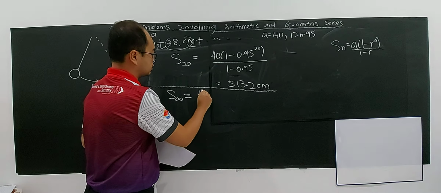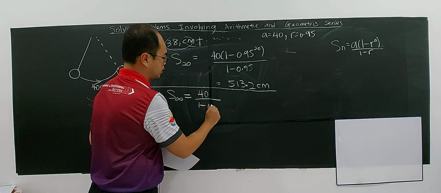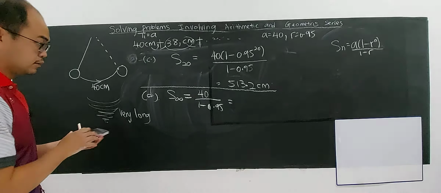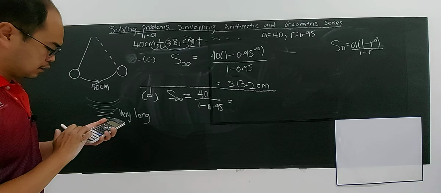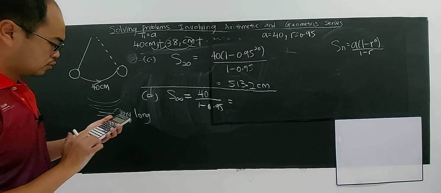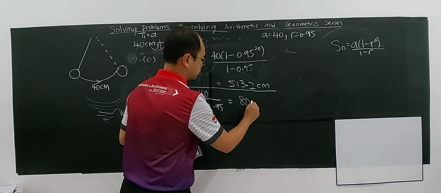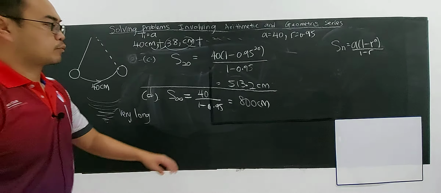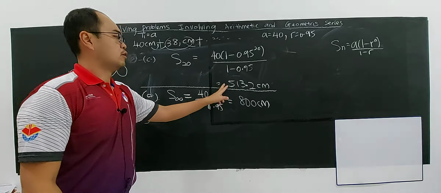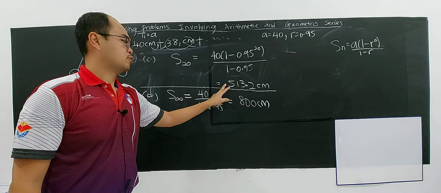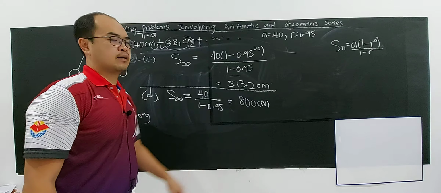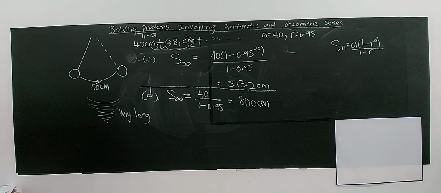So your a is 40 divided by 1 minus 0.95. Let's calculate and see. 40 over 0.05, so you have 800 cm. Of course, it's greater than the first 20 swings. If you go for very long, the maximum total distance covered by the pendulum is 800 cm. That's all for this video.